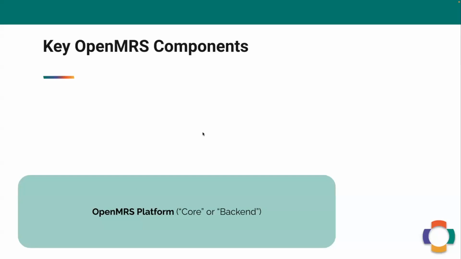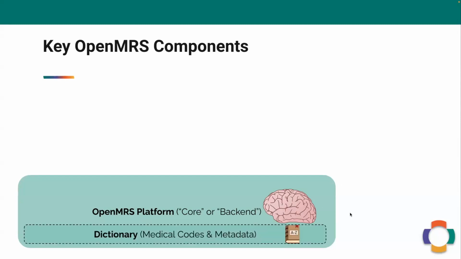All right, let's go through the key components. This is really the product and technology overview that we want to get started with here. So you might already know about the OpenMRS platform, which we also sometimes call core or backend. And this is really the brain of OpenMRS. It's the thing that's having memory and storing information about what you're doing with the system, what kind of patients you've been caring for, what is the problem, etc.